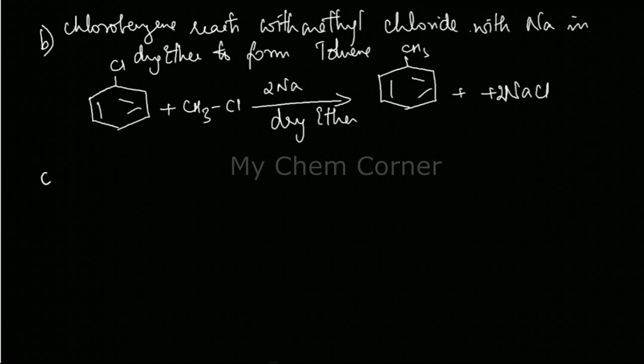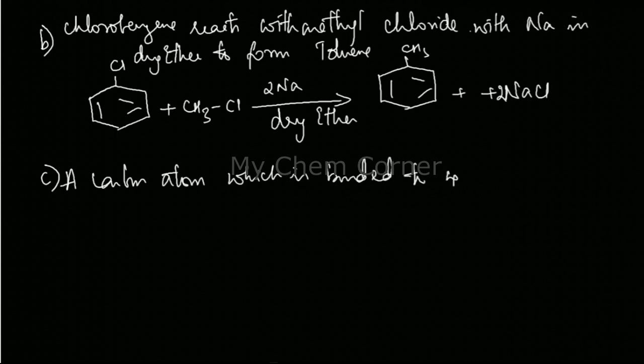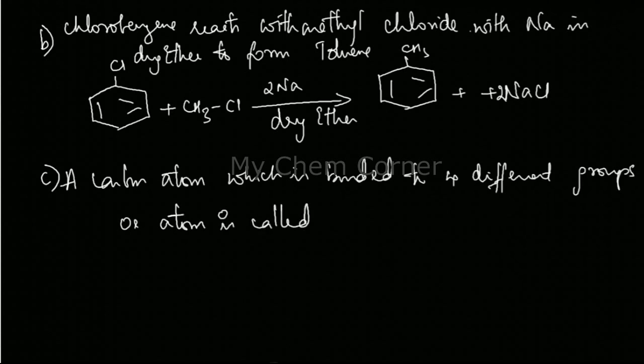Now, question number C is what is a chiral carbon? You can write a carbon atom which is bonded to 4 different groups or atoms is called a chiral carbon. Okay, so this one definition will also carry 1 mark.